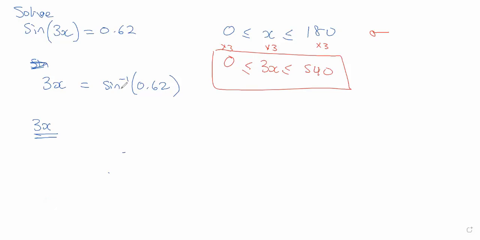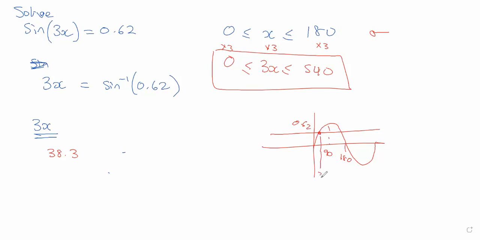Let's find our first answer by doing sine minus 1 of 0.62, which I swear I did do, but I forgot. It's 38.3, okay? Now remember, the graph of this is a graph of sine, so it repeats every 360. So that's 90, that's 180, etc. And we know that we're going for when it equals 0.62. So we have that value there, which is 38.3.